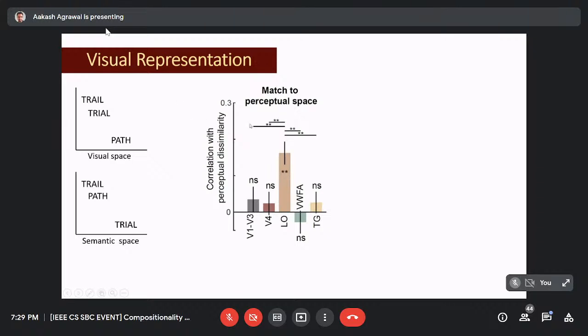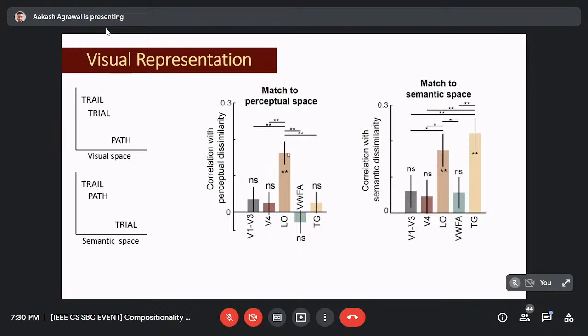And so we computed the perceptual dissimilarity from different areas and correlated that with the visual space. And we found that the higher visual areas, the lateral occipital areas, are the ones which better match the perceptual space. And if you look at the match to semantic space, then we see the correlation to be high in both language areas, but also in the lateral occipital areas.